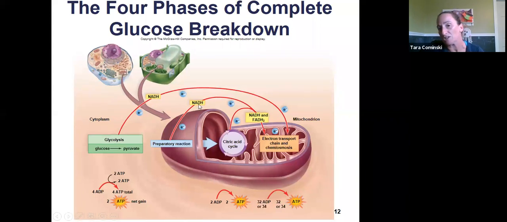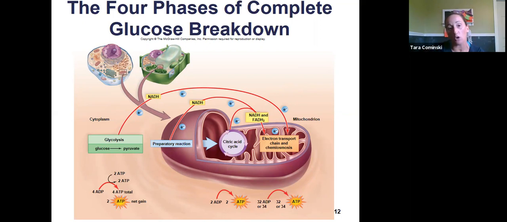So sorry, from the prep reaction, it's only NADH that's produced. And then finally, if you go to the final phase, which is the electron transport chain, you're going to see that's where you're going to generate most of the ATP, okay? And the way that the ATP is generated, just like I said, is similar to what we talked about in photosynthesis, all right?